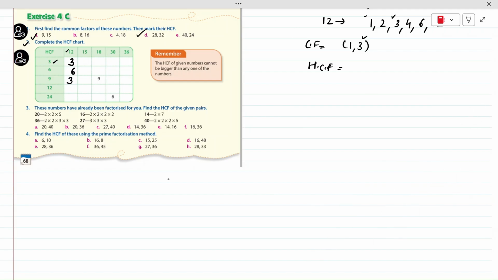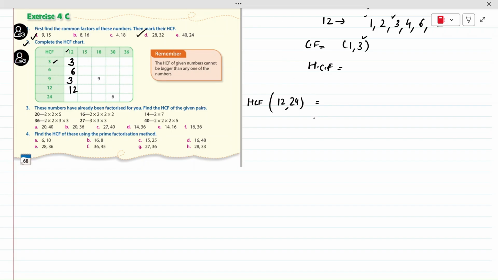And let me do the HCF of 12 and 12. So 12 and 12, what is the number which is dividing both of these completely? The number itself, 12. Okay. Next, coming to 12 and 24. So for 12 and 24, I'm writing 24 here.